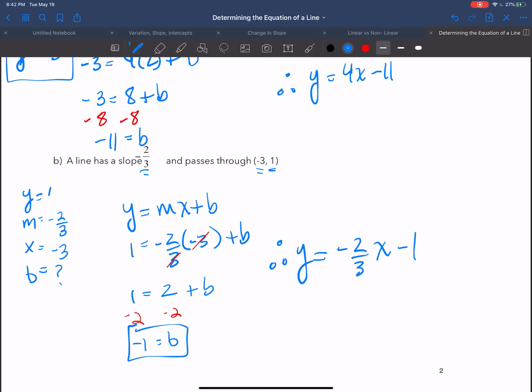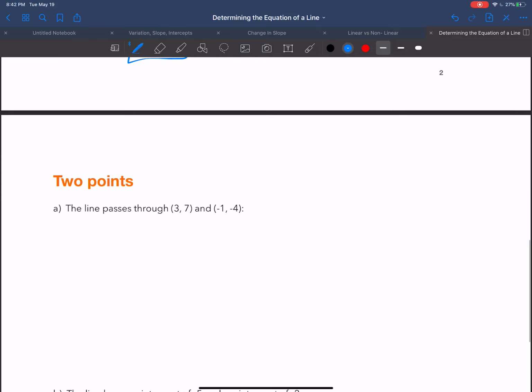So if we know the slope and a point, we plug in everything for y, x, and m, and then we'll have enough to solve for b. So what happens if we have 2 points? Well, I still need to get y, m, x, and b. But the problem here is I don't know the slope and I don't know the y-intercept. But we can figure out the slope. Because slope, given 2 points, is the difference in the y's over the difference in the x's.